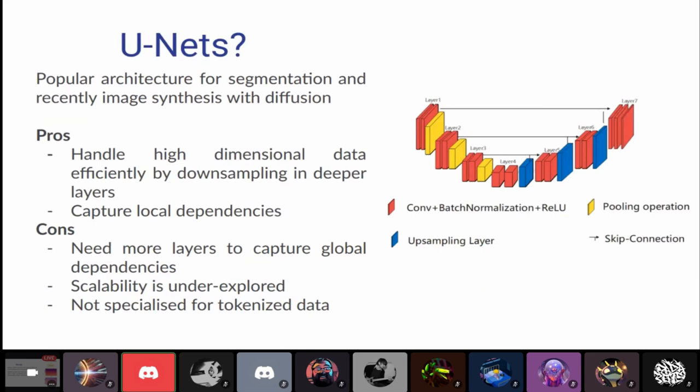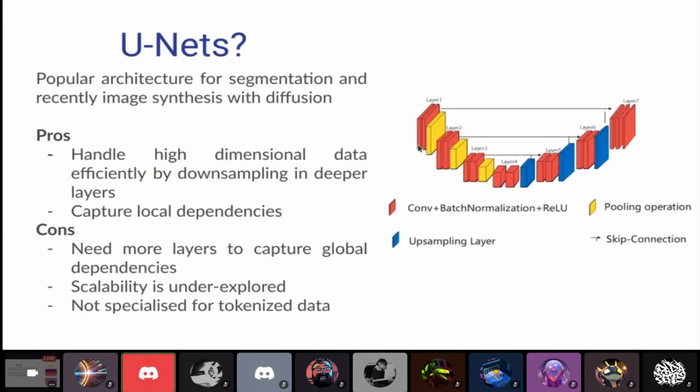So we have another model that has been popularized recently by image synthesis, mostly by diffusion models. They have made use of this model that was borrowed from segmentation, that is the UNet. The advantage of a UNet is that we can now handle high dimensional data efficiently, because they have these downsampling and upsampling layers. And so we can now work with high dimensional data at a reduced context size. So at each stage, we reduce our context size.